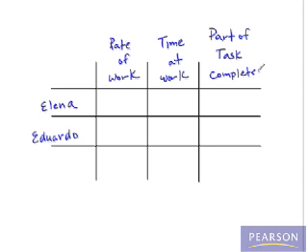part of task completed. And we know from the problem that Elena by herself can do the whole job in 15 days. So in one day she can do 1/15 of the job. And working with Eduardo, they can do the job together in 10 days. So when we multiply these two columns together, she can do 10/15ths of the task herself.